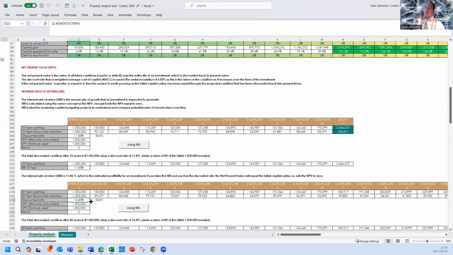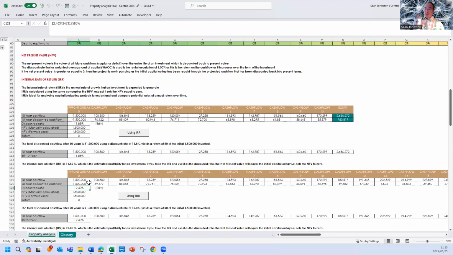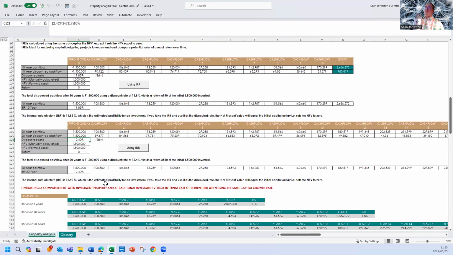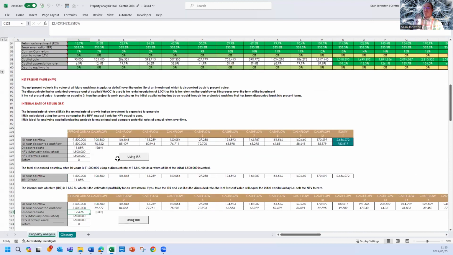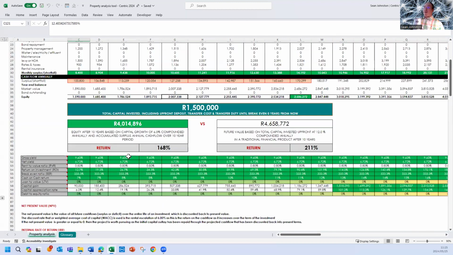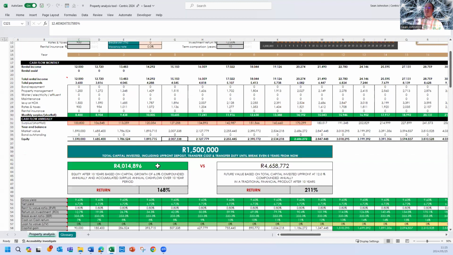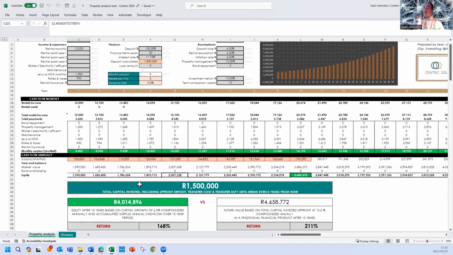So anything above, over 20 years, anything above 12.4%, which is a very high discounting factor. So it is very feasible. And that's based on 100% cash. There's no bond. Then you can see the feasibility of this property from an internal rate of return net present value makes sense. The next factor, of course, now is you need to determine, do I invest my money into this property if it's cash versus an investment over 10 years?